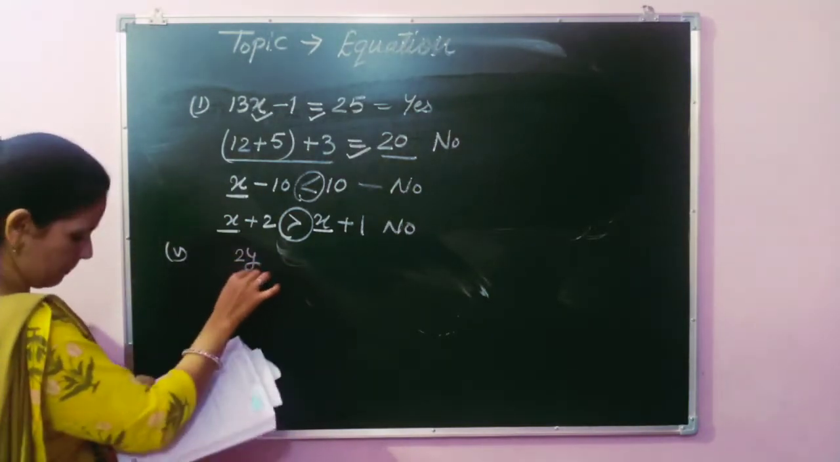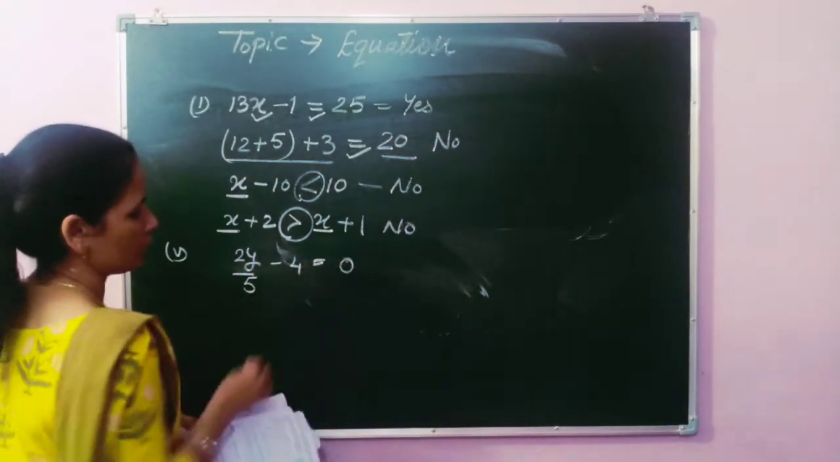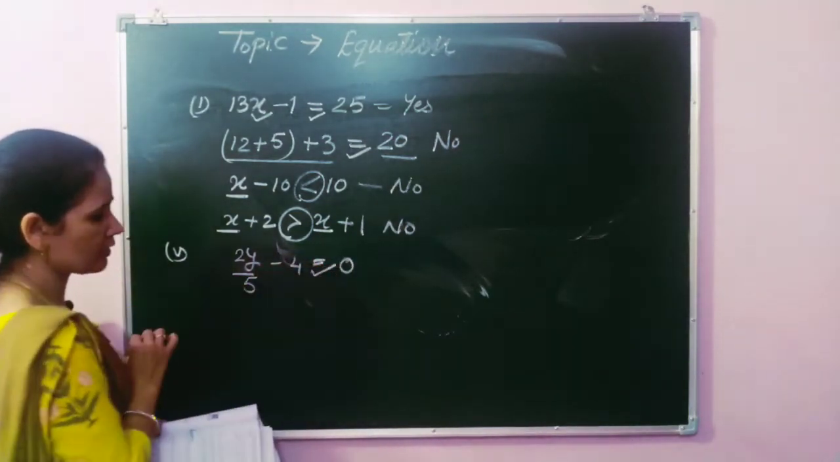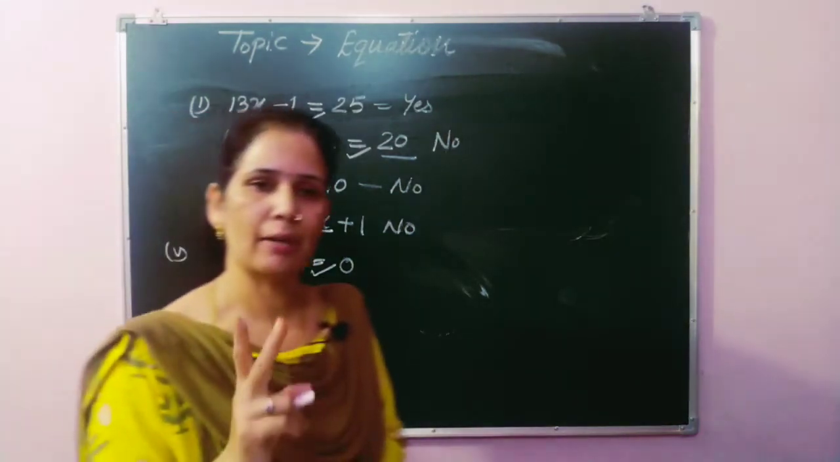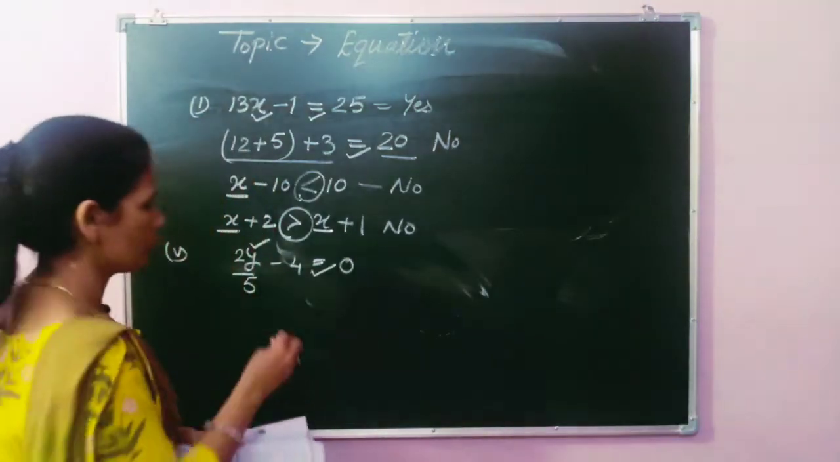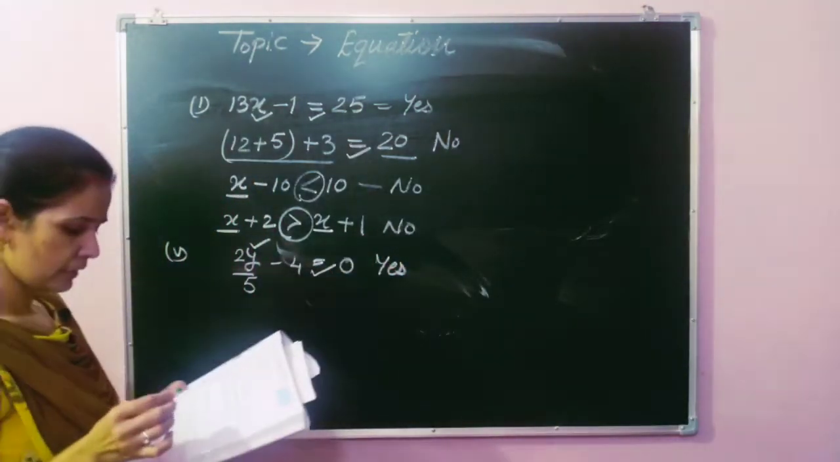2y by 5 minus 4 equals 0. The first condition, equal sign, is given. Second condition, variable is given. Both conditions are applied in this statement. So this is an equation. So here we will write answer yes.